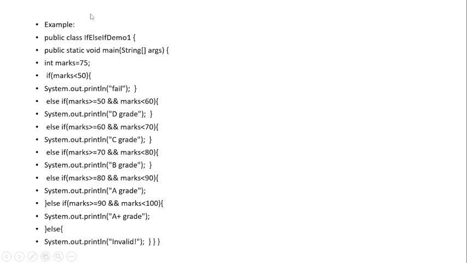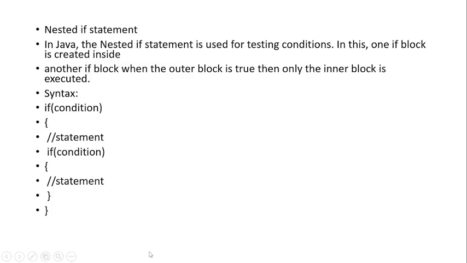If all these conditions are false, then the else statement, invalid, will be printed as an output, right? So the last statement is known as the nested if statement. This is mainly used to check conditions. In this, one if block will be created inside another if block. You can see here, it is nested if.